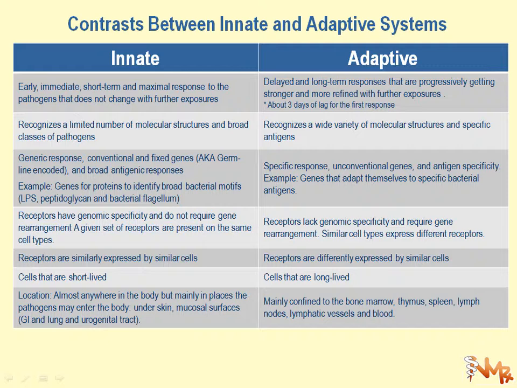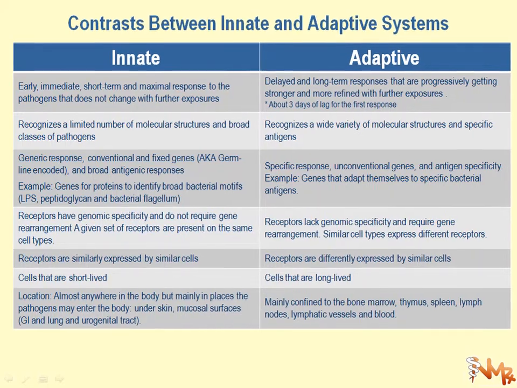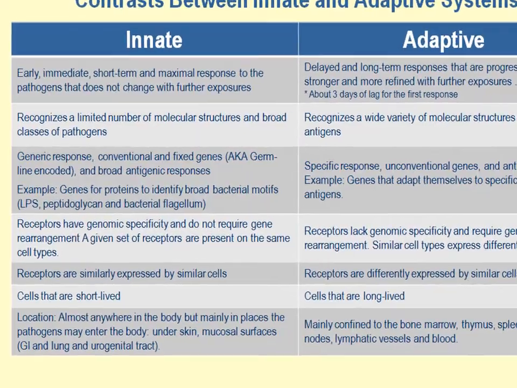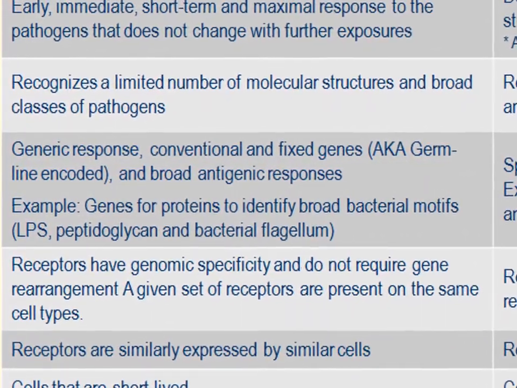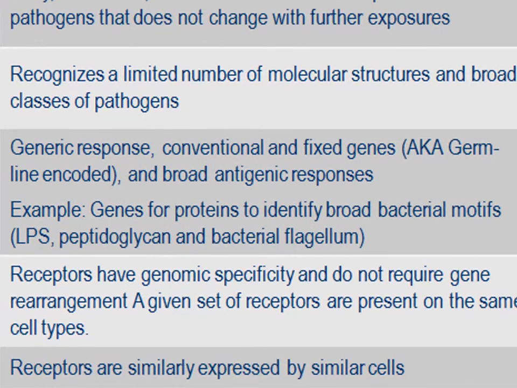Again, the innate system provides generic responses. It has conventional and fixed genes. Another term for this is germline encoded. It has a broad antigenic response. For example, the innate system has genes for proteins to identify broad bacterial motifs or characteristics, if you wish, such as lipopolysaccharide, LPS, peptidoglycans, or bacterial flagellum.